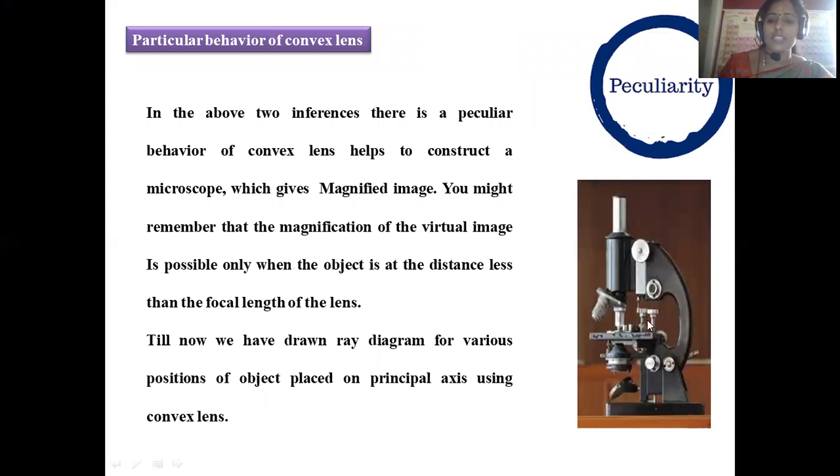Now we are going to observe the practical application of the convex lens, especially situation number 6. In the above two inferences, there is a peculiar behavior of the convex lens. As of now, all 6 situations mentioned are applicable to the convex lens only, right? So the peculiar behavior of the convex lens helped us to construct the microscope. Based on this situation, we invented the microscope, where a magnified image is generated.